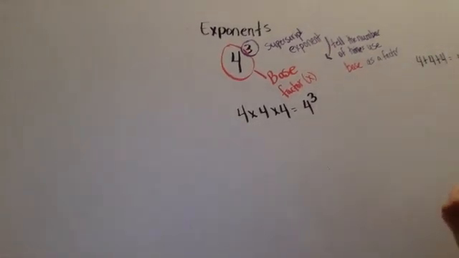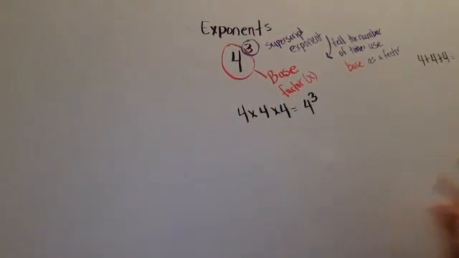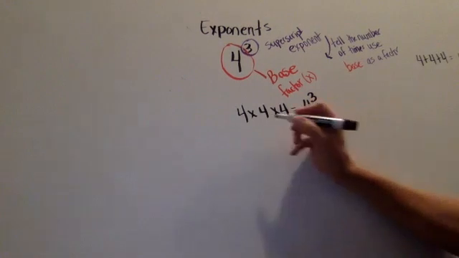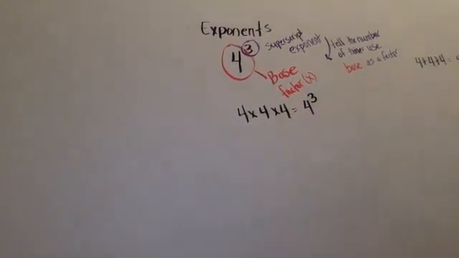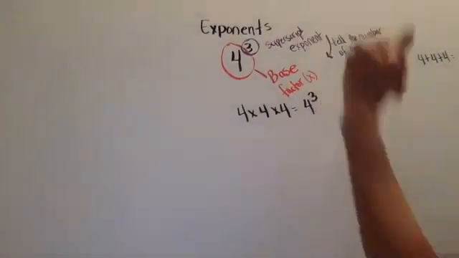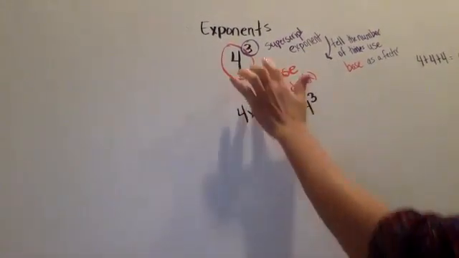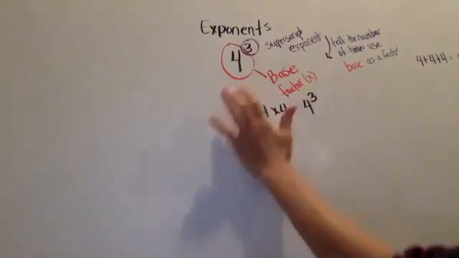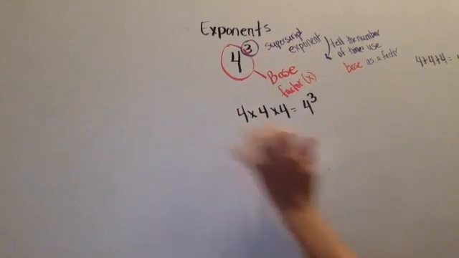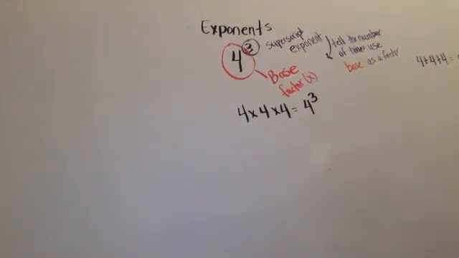And maybe not so much of a big deal when that exponent is 3, but that exponent can be any number. It can be 100. And I wouldn't want to write 4 times 4 100 times down here. It could be 50, it could be 15. So it's a number that tells me how many times I'm using that base as a factor.